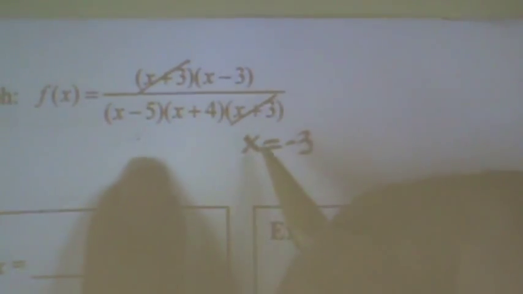Does everybody understand why you have a hole? Because you lost this. This would have been a vertical asymptote. So your problem now reads x minus 3 over x minus 5, x plus 4. So what you need to do, you're going to do this problem. This is your new problem that you have to do. You no longer have to do this one. Do this one. It's simpler. It's cleaner. Less to work with.